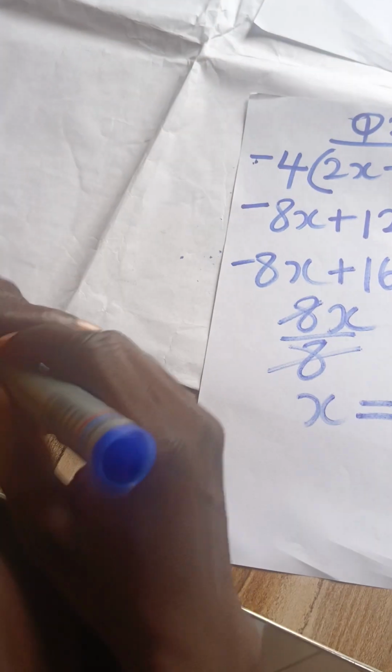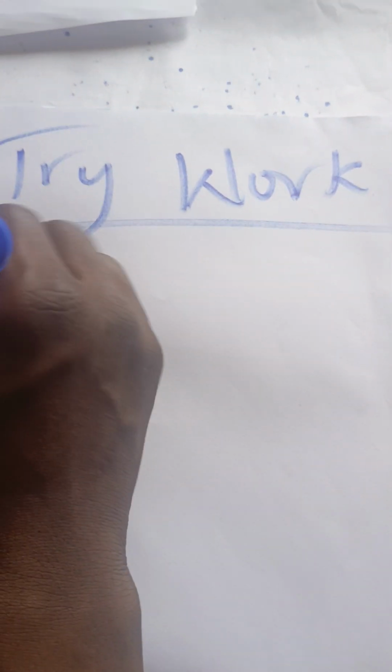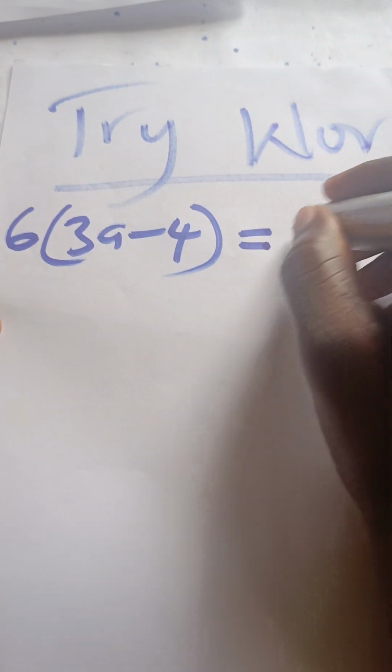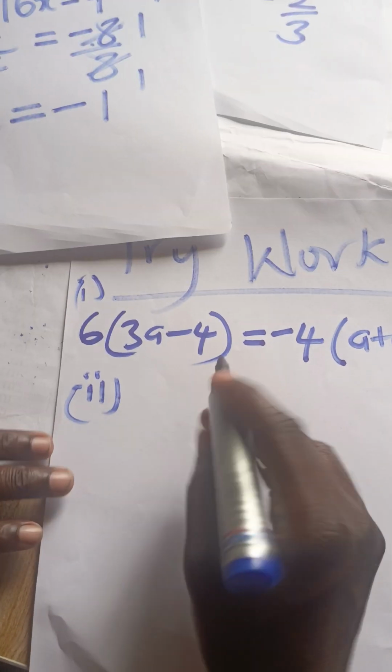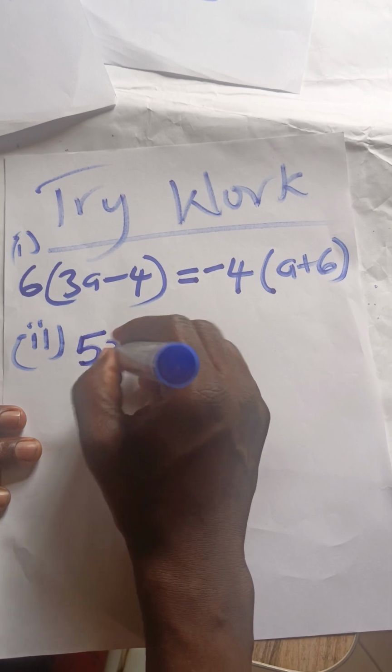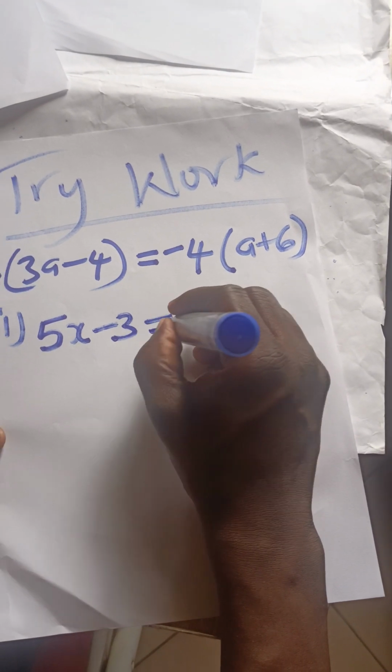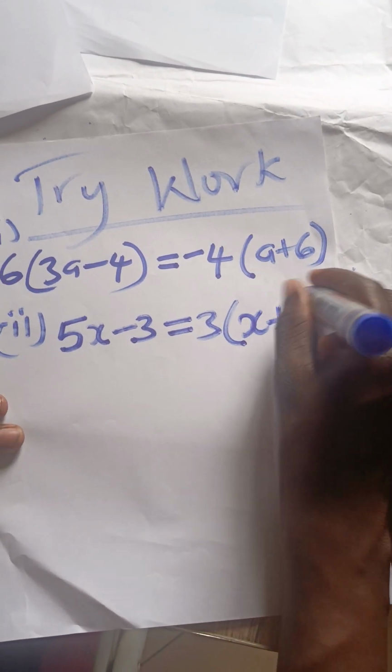Now let's get to our try work. Try this and write your answer in the comment section. So we have 6 bracket open 3a minus 4 bracket close is equal to negative 4 bracket open a plus 6. This is my first question for you. Now second question for you. 5 bracket x minus 3 is equal to 3 into bracket x plus 4. So this is the question for the day.